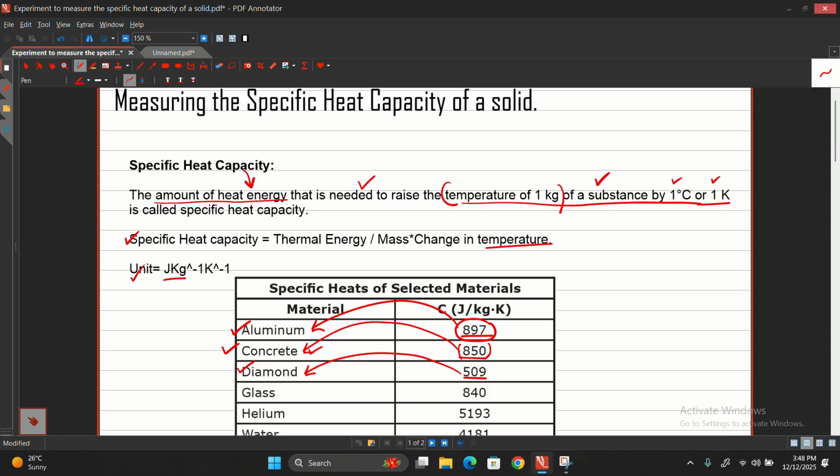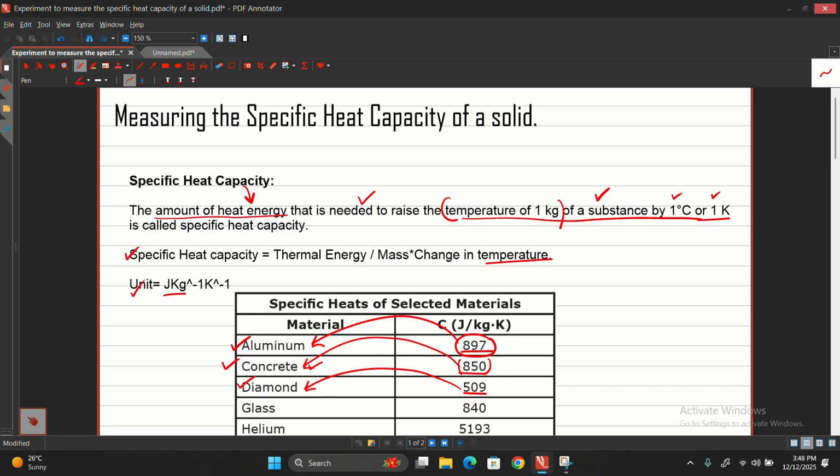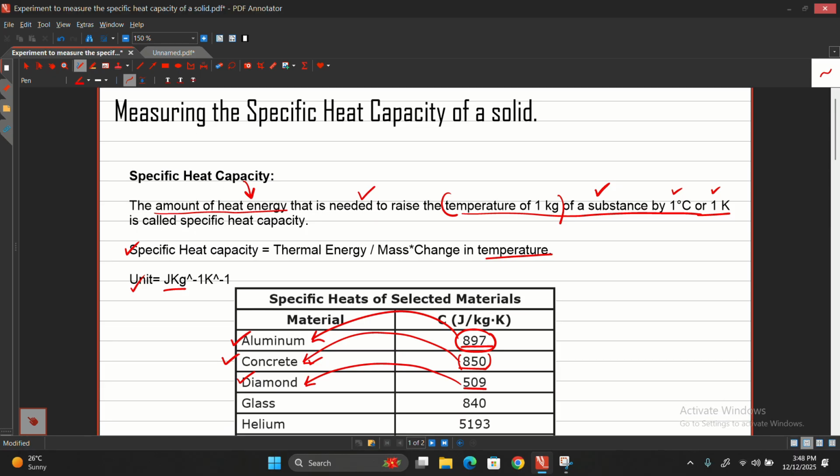Now, how are we going to determine the specific heat capacity of a solid? In questions like this, you will be provided with the name of a solid, and you will be asked to devise or design an experiment, in which you will have to talk or write down the steps of carrying out an experiment to determine the specific heat capacity of a solid. So how are we going to do that?